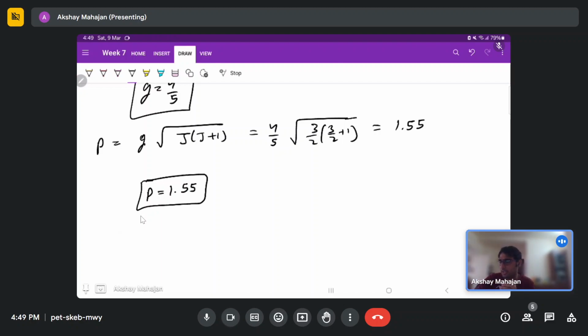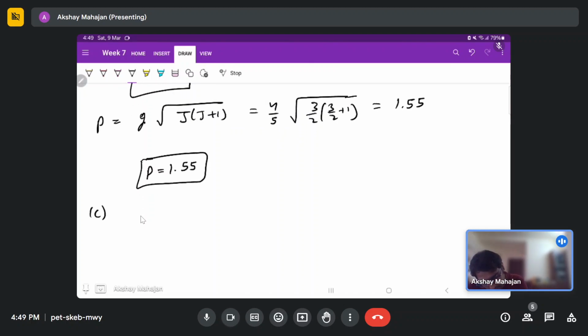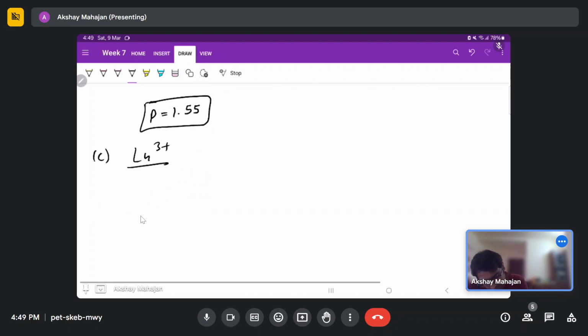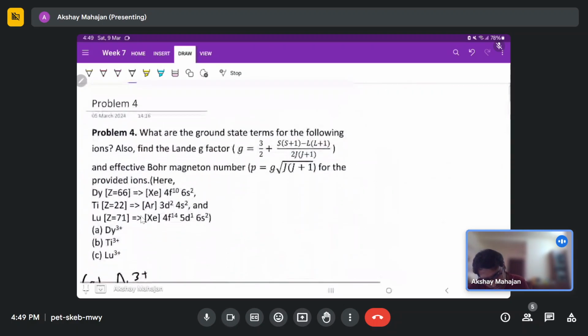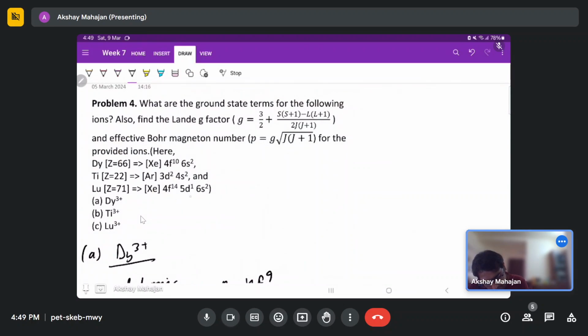Okay, the last part of this problem, the last ion that we have, is Lu 3 plus. So the electronic configuration for Lu is 4f14 5d1 6s2, and it is 3 plus again. So first we take the electrons from the 6s, so we take 2 electrons, and we take 1 electron from 5d. So our electron configuration will be 4f14.